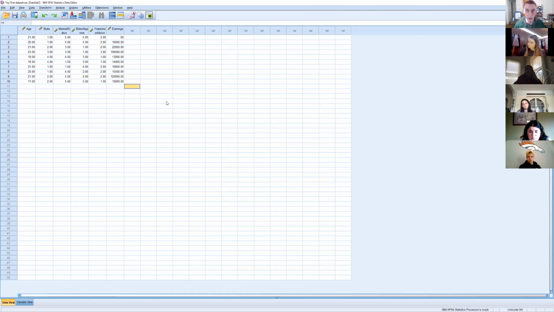Okay, if it's unequal intervals, but every time you go up a number it means more of that thing, then it's an ordinal variable. But if it's equal intervals, and every time you go up one it means more of that thing, then it's an interval measure. And if that interval measure has a true zero on there, then it's a ratio measure.